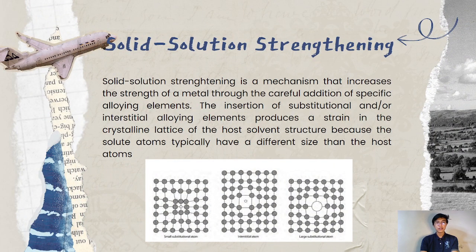Solid solution strengthening. Solid solution strengthening is a mechanism that increases the strength of a metal through the careful addition of specific alloying elements. The insertion of substitutional and/or interstitial alloying elements produces a strain in the crystalline lattice of the host solvent structure, because the solute atoms typically have a different size than the host atoms. You can see the small substitutional atom, the interstitial atom, and the large substitutional atom.